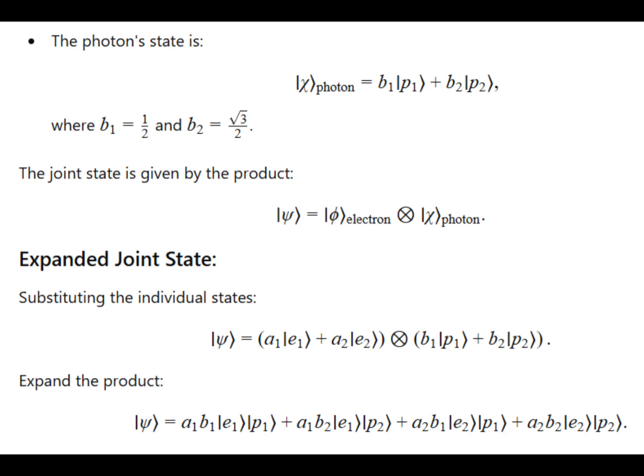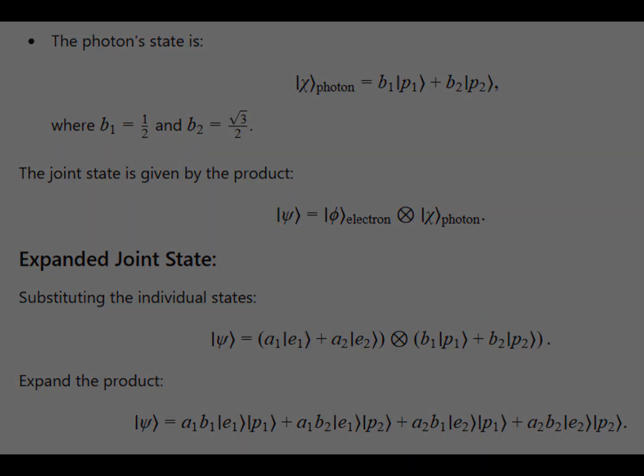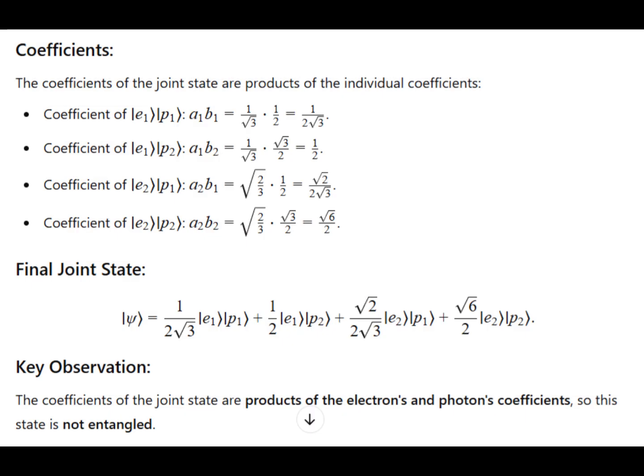Expand the product. Coefficients. The coefficients of the joint state are products of the individual coefficients. Final joint state. Key observation. The coefficients of the joint state are products of the electron's and photon's coefficients, so this state is not entangled.